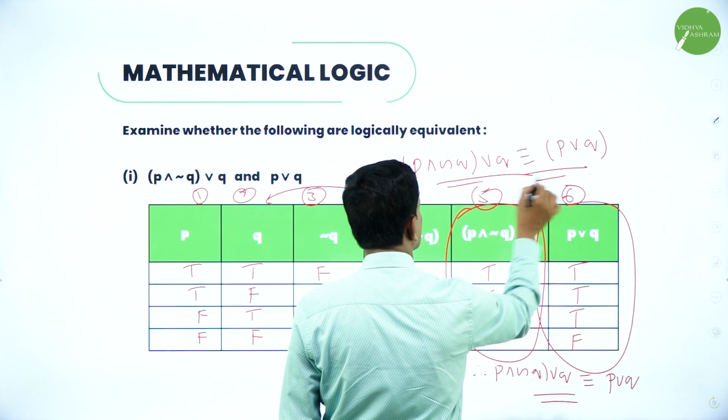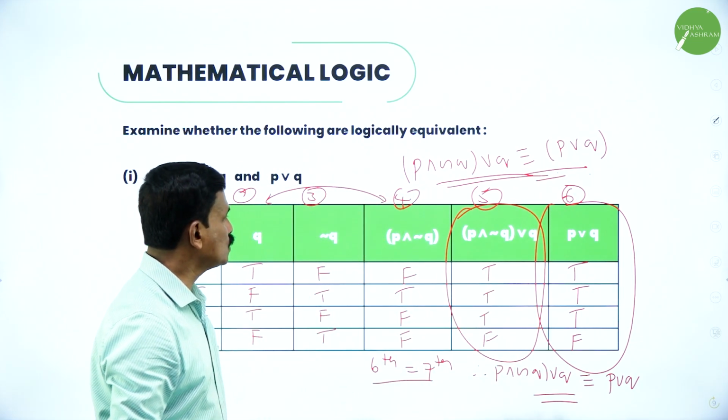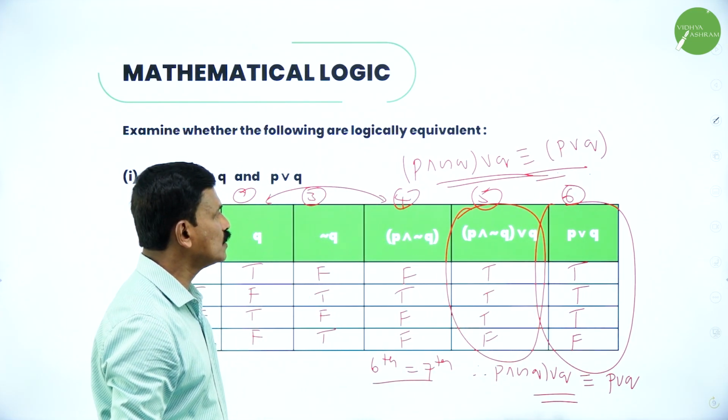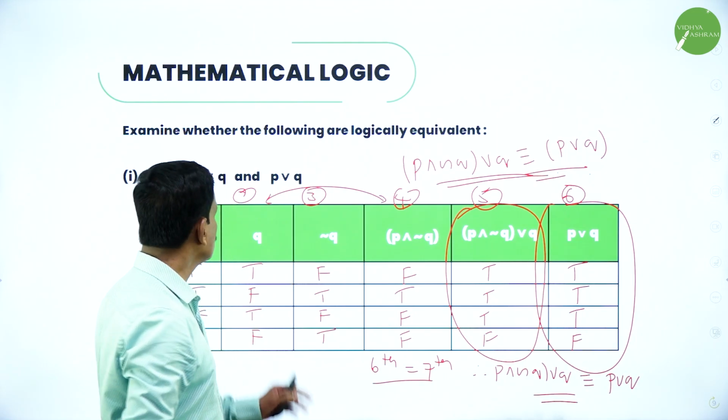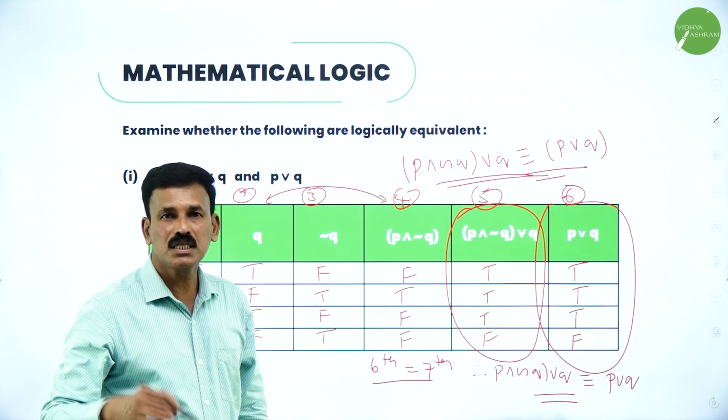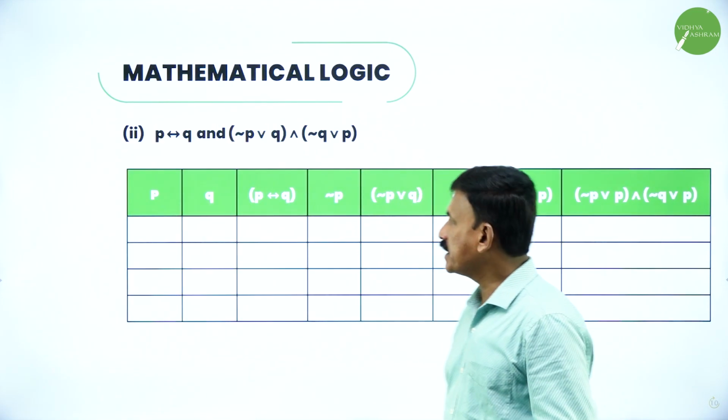That is the answer: (P ∧ ¬Q) ∨ Q is logically equivalent to P ∨ Q. That means these two statements are logically equivalent. Now move on to the next problem.